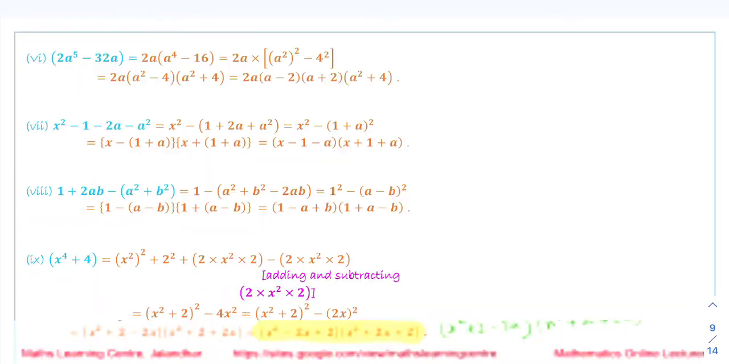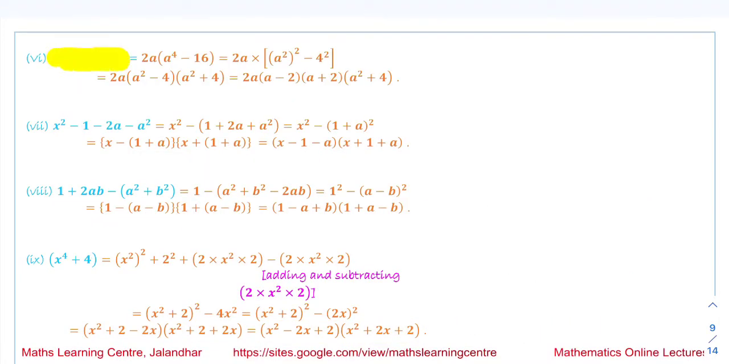Similarly, in this next question, we are having 2 and 32 as constants. So from 32 we can take 2 common, because it is not directly the square of anything. And then we are having a raised to the power 5 and a. So we can take 2a common from both these terms. When you take 2a common, what you are left with here is a raised to the power 4, because a raised to the power 5 divided by a. And from 32, when you divide it with 2a, 2 gets cancelled here, it is 16, a gets cancelled, so you are left with 16.